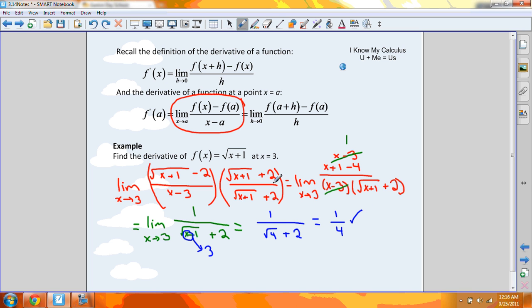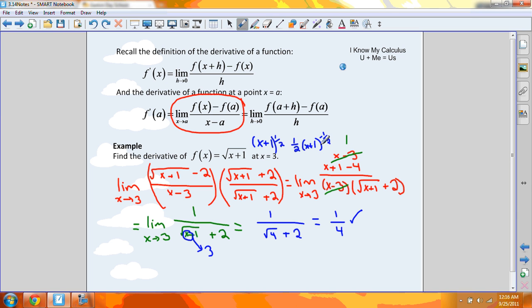And there's my answer. I can check this because I taught you guys how to do the chain rule in class, right? This is the same thing as x plus 1 to the 1/2. So the derivative of this would be 1/2 times, keep the inside the same, x plus 1 to the, decrease it by 1, negative 1/2, times the derivative of the inside. Well, the derivative of x plus 1 is just 1.